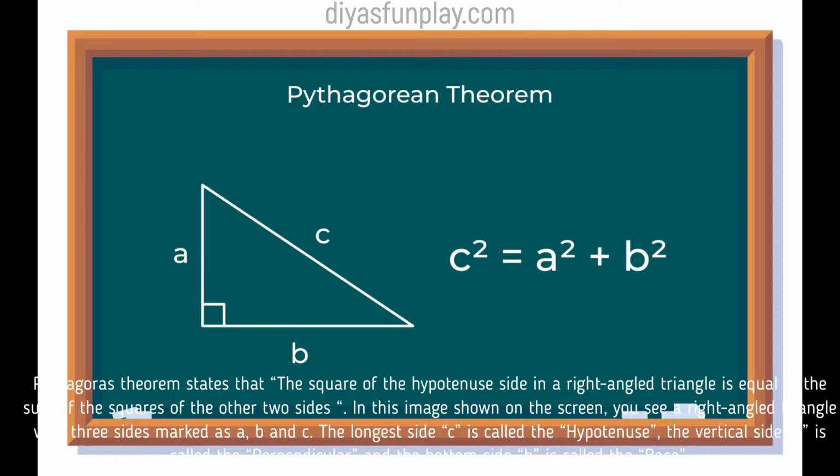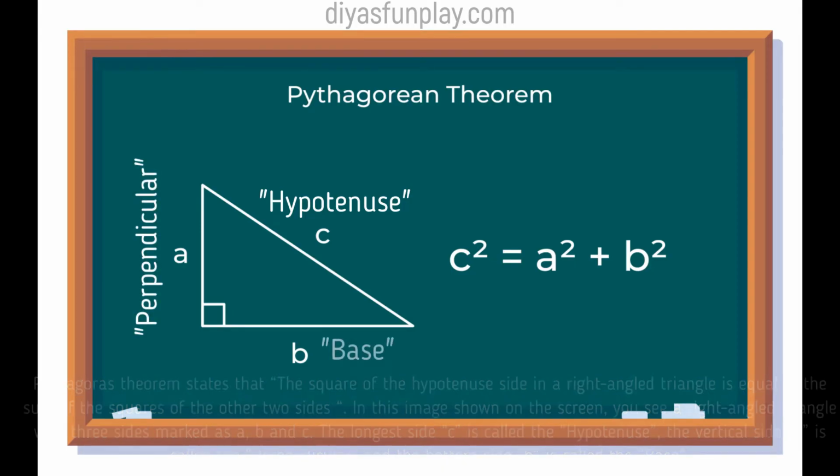In this image shown on the screen, you see a right angle triangle with three sides marked as A, B and C. The longest side C is called the hypotenuse, the vertical side A is called the perpendicular, and the bottom side B is called the base.